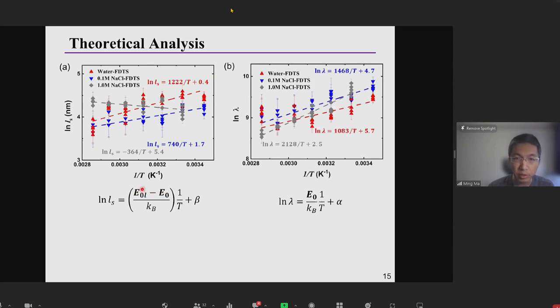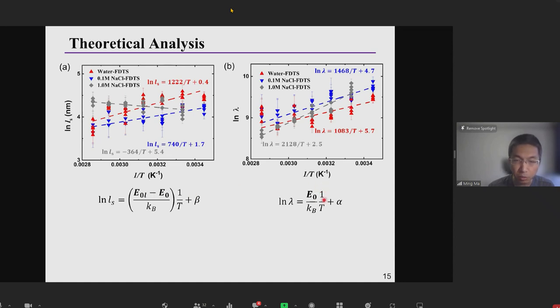And with similar derivations, it will be trivial to show that the friction coefficient between liquid and solid is also a rate process, and it follows these relations. And then this is our experimental data, and by doing the fitting, you can extract the values for E0, which is the energy barrier for the water molecule sliding across the graphene surface, the solid surface.